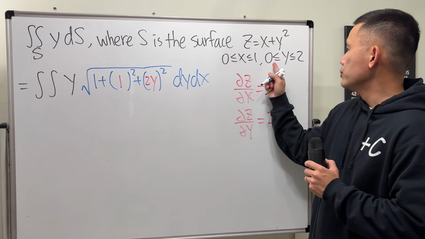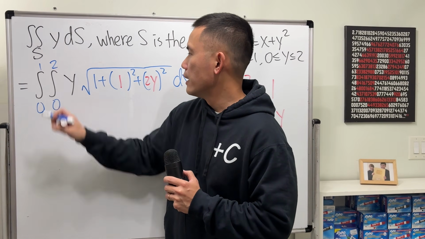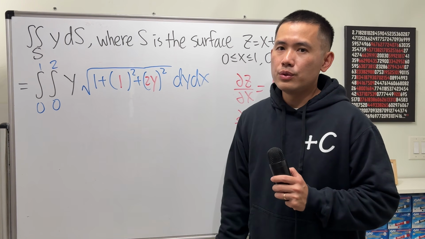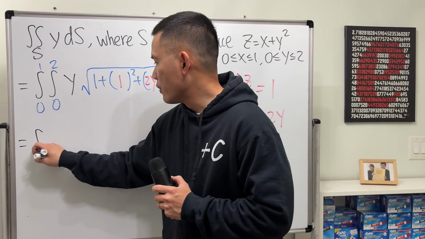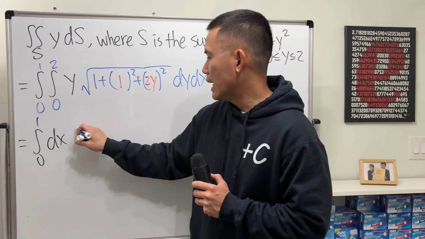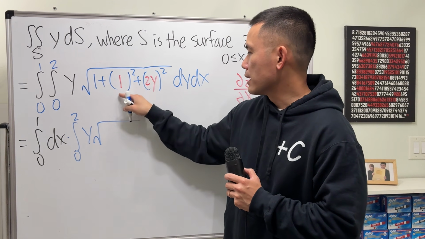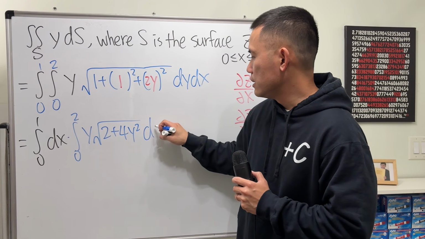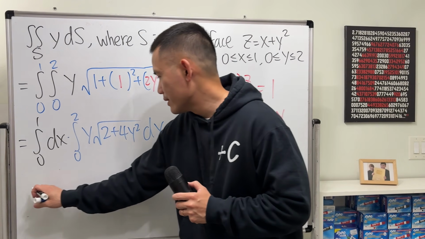We have y going first, which is 0 to 2. And for the x, we have 0 to 1. And this is quite nice because this is just with y. So I can separate this into two integrals. The first one is just the integral from 0 to 1 of 1 dx. And then for the second one, we have to go from 0 to 2, and then y times the square root of 1 plus 1, which is 2, and then we have 4y squared dy. And this is super nice because this is just 1, and we just have to figure out the other one, and that's pretty much it.